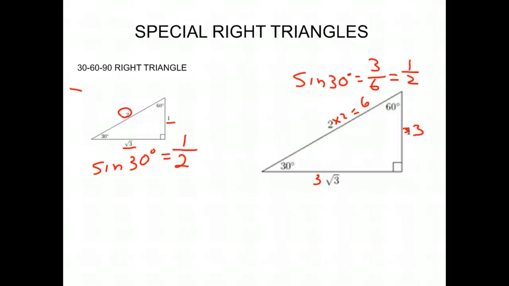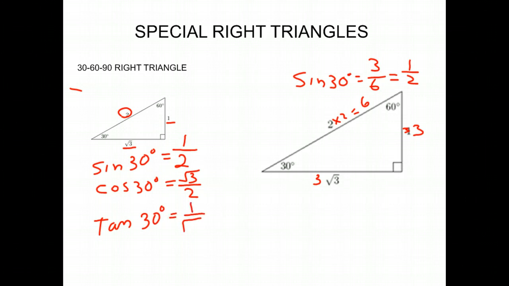Going along with that, in the 30, 60, 90 right triangle, let's deal with the smaller one. We can see that the cosine of 30 degrees, which is the adjacent side over the hypotenuse, would be the square root of 3 over the hypotenuse 2. If we wanted to find the tangent of 30 degrees, it's always the opposite side over the adjacent side, so it would be 1 over the square root of 3. Those are the common trig functions for 30 degrees.